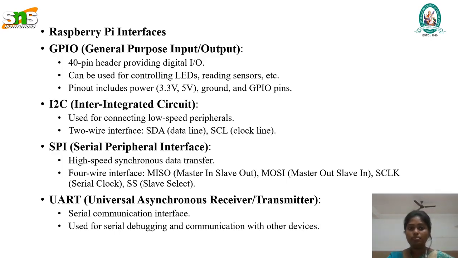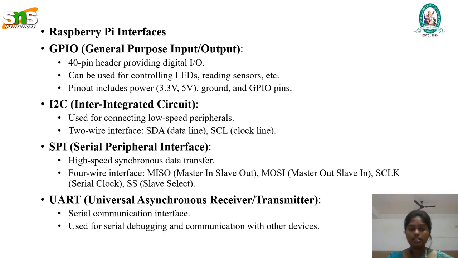GPIO means general purpose input and output. It contains a 40 pin header providing digital input and output. It can be used for controlling LEDs, reading sensors, and so on. The pinout includes power 3.3V, 5V, ground, and GPIO pins.